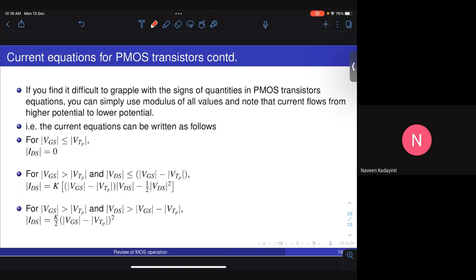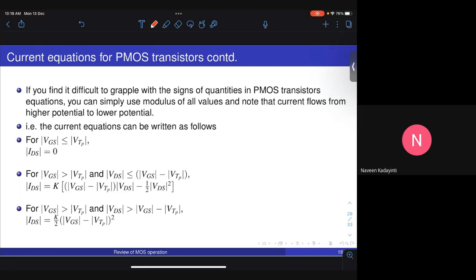So if mod of VGS is less than mod VT, then IDS is 0. If mod VGS is greater than mod VT and mod of VDS is less than mod of VGS minus mod of VTP, because all these are negative quantities, the signs can sometimes confuse you. So if you take mod, then the equations become consistent with mod of all individual voltages and thresholds. The signs and equations become consistent with what we are familiar with for NMOS. So if you find it difficult, just take mod.